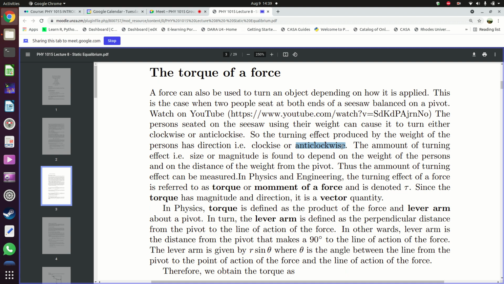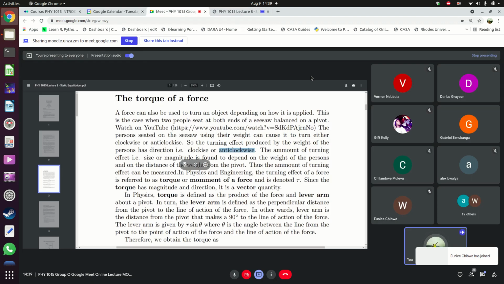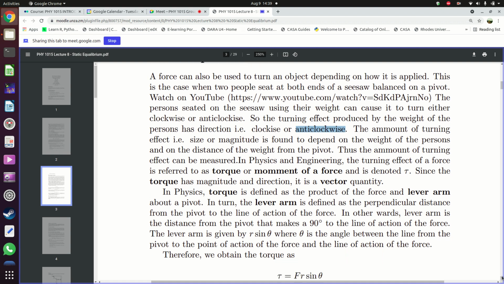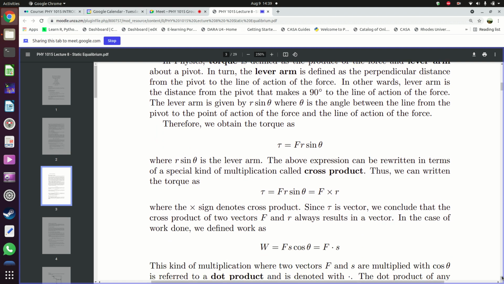Now, what we normally tend to do is choose torques which are in a clockwise direction to be positive and torques which are in an anti-clockwise direction to be negative. That's up to you. Usually for most people it works just fine. If you are unhappy with that, you can choose anti-clockwise to be positive, then clockwise will be negative. But whatever you choose, when you choose it, you stick to it. Are we clear? You can't change your choice of direction in the middle.